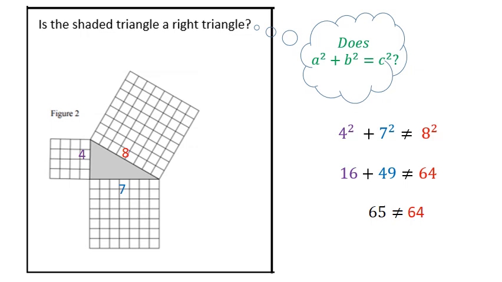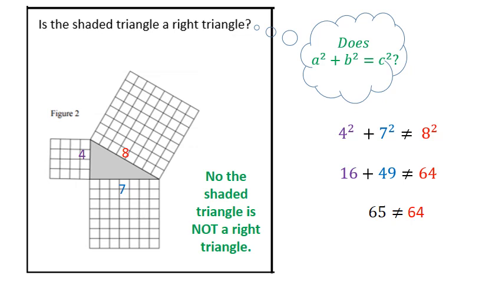So be very careful about assuming that it's a right triangle before actually using our a squared plus b squared equals c squared formula. So we can see here that the shaded triangle is not a right triangle.